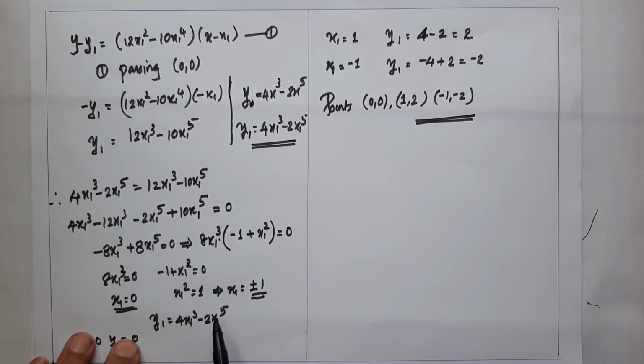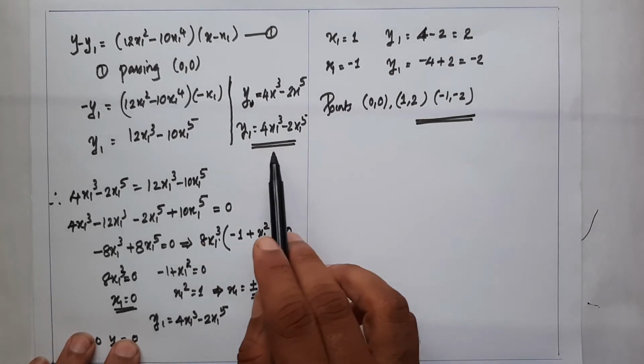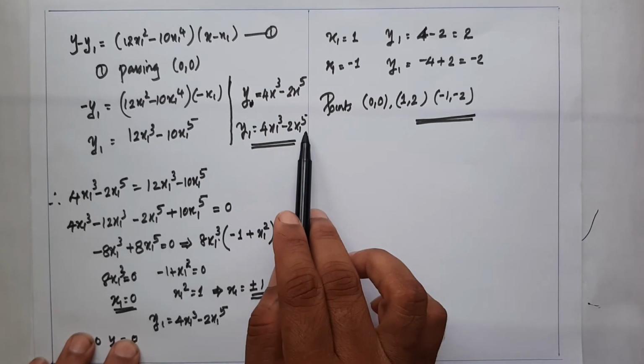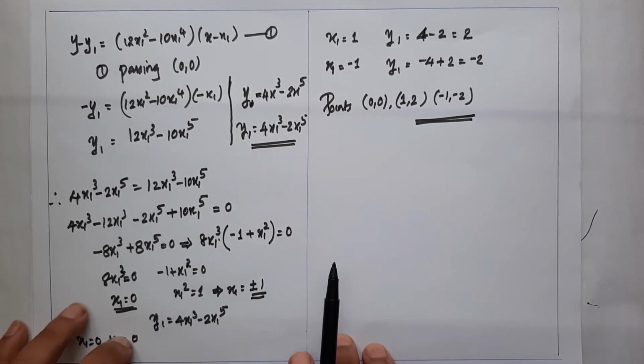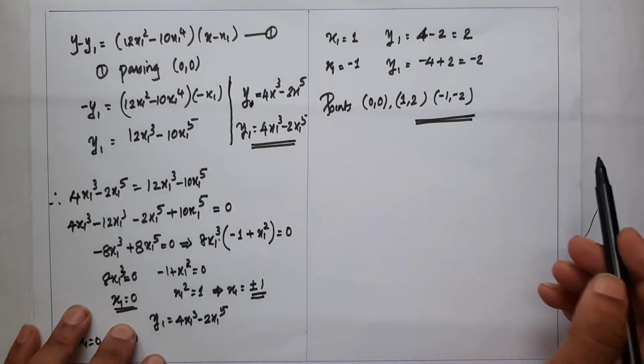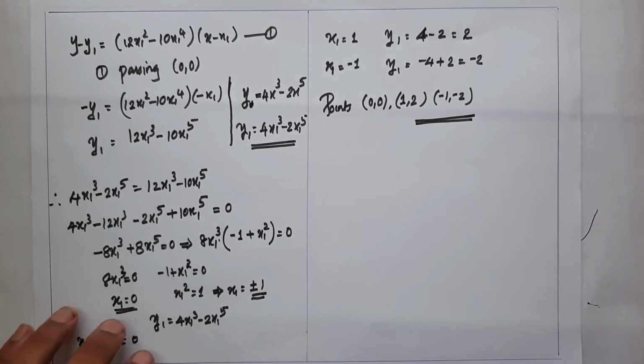Now we substitute x1 as 0, 1 and minus 1 into the given function, that is y1 equal to 4x1 cube minus 2x1 raised to 5. We substitute x1 equal to 0, y1 equal to 0. When x1 equal to 1, y1 equal to 2. When x1 equal to minus 1, we get y1 is equal to minus 2. Therefore, the required points are 0, 0, 1, 2 and minus 1, minus 2.